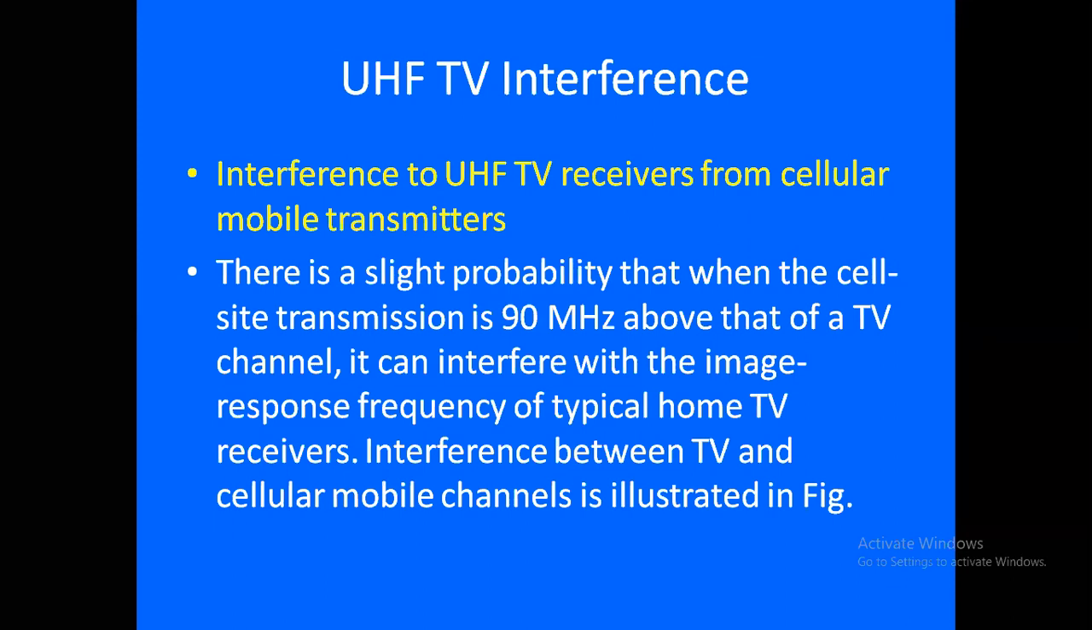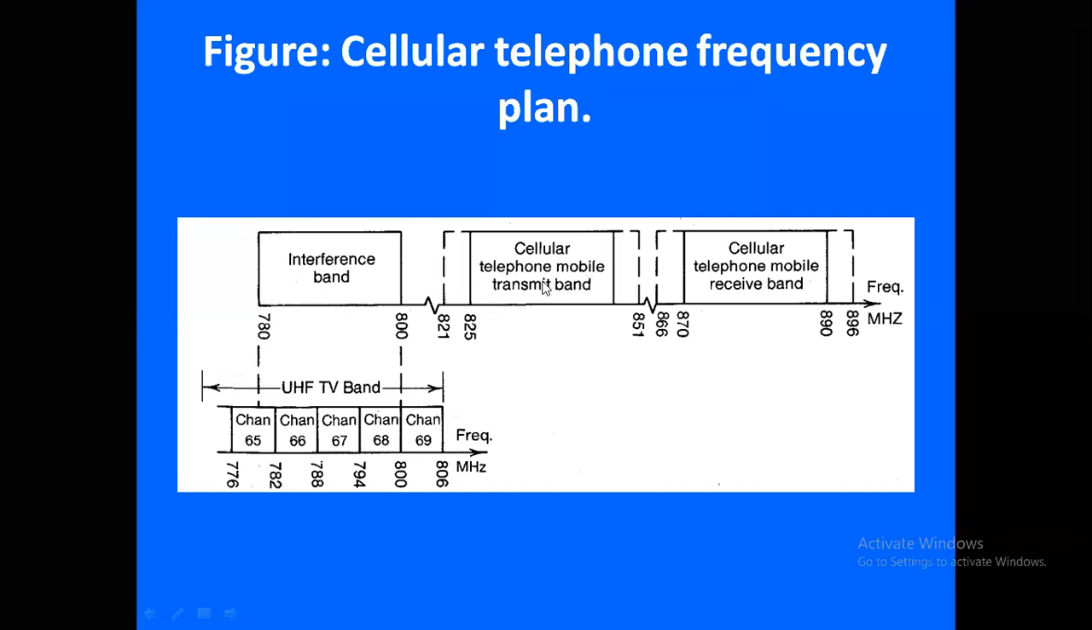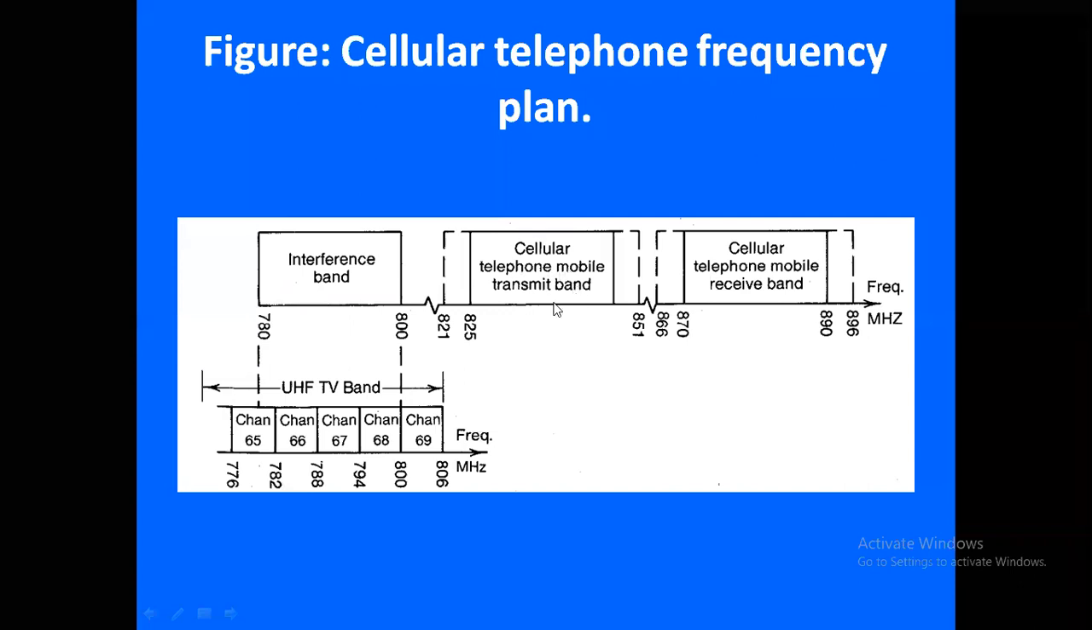Interference between TV and cellular mobile channel is illustrated. So this is the interference between the ultra high frequency TV band and the cellular telephone mobile system. So this is the ultra high frequency TV band. So we have channel 69, 68, 67, 66, 65. So from 780 to 800, it will interfere with the cellular telephone mobile transmit band.